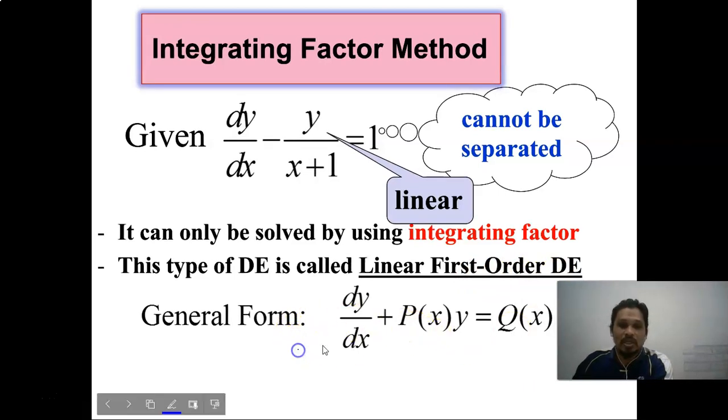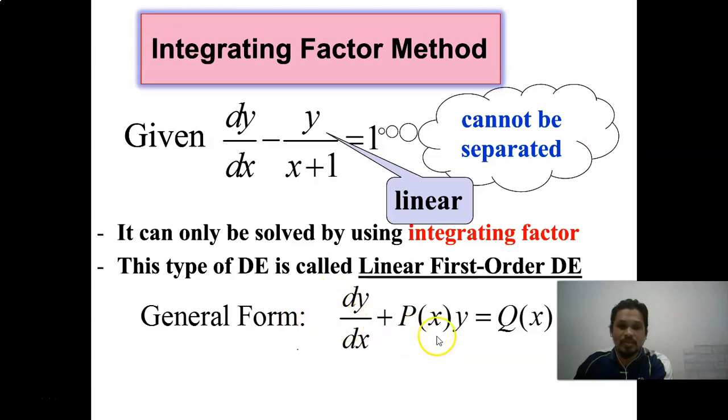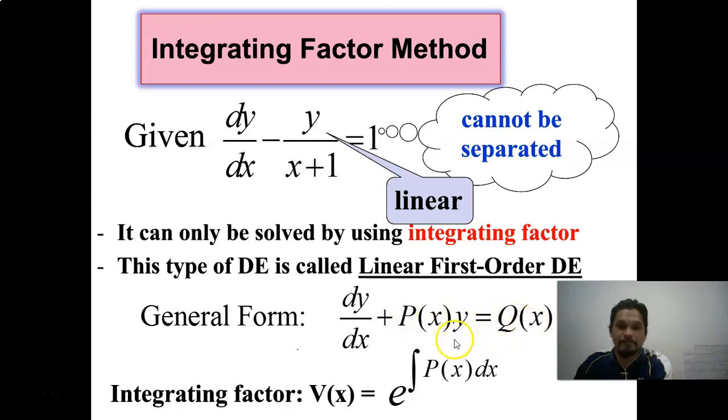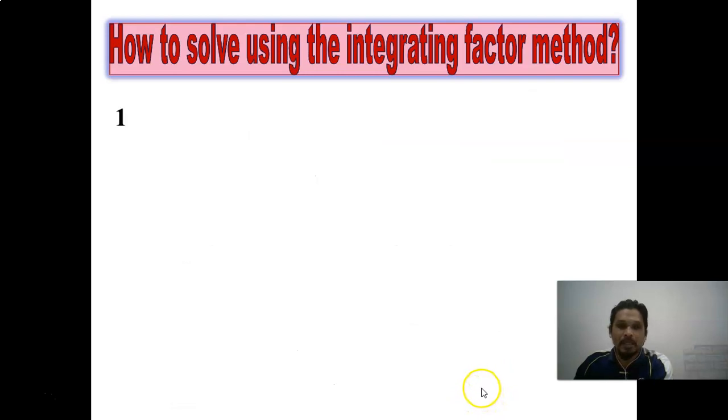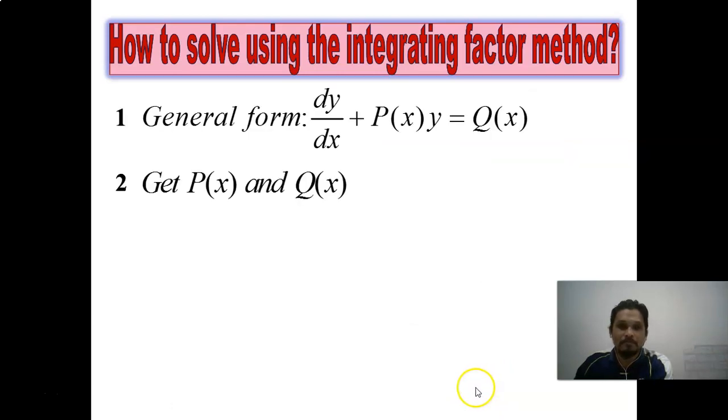In general form, dy dx plus p(x) times y equal to q(x). From this p, we come up with the integrating factor v, which is equal to e to the power of integral of p(x) dx. And how to solve this? From the general equation, get p(x) and q(x), and find the integrating factor v.